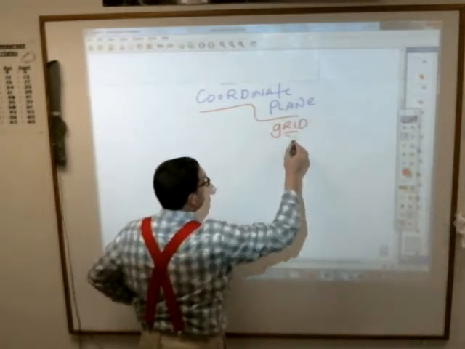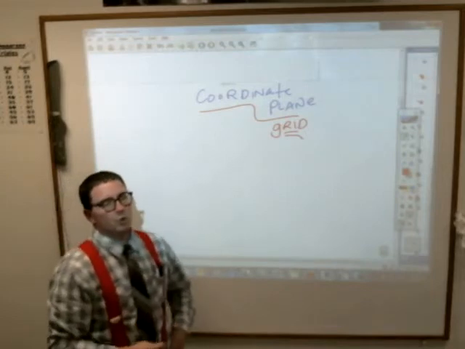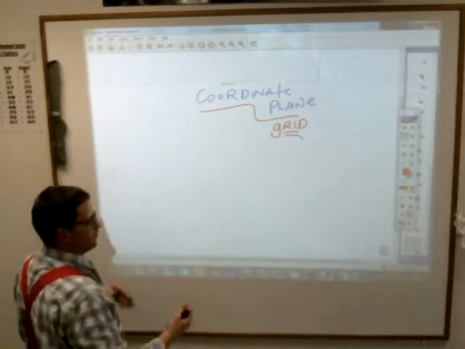A grid. And we use this all the time. If you think about it, the entire Earth, the whole world is cut up into a grid. What do we call those? We have lines of latitude and longitude, and it works on the same system.